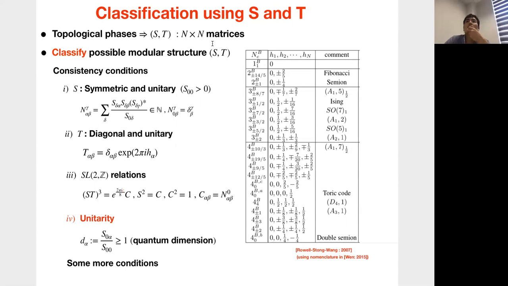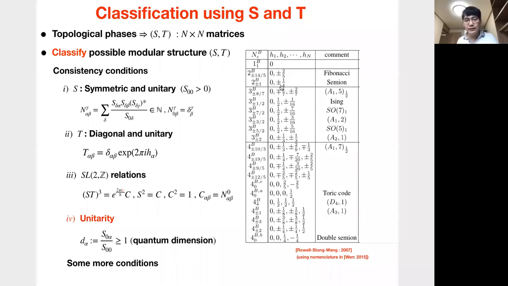And as a result, people have classified all possible S and T matrices up to rank 4. What are the h1 to hn? h1 to hn are the topological spins of the anyons. Oh, I see. So this is rank 1. It means there is only one anyon, and this anyon has spin 0. And this is rank 2, and there are 2 anyons, whose topological spins are given this way. And these are the classified ones.